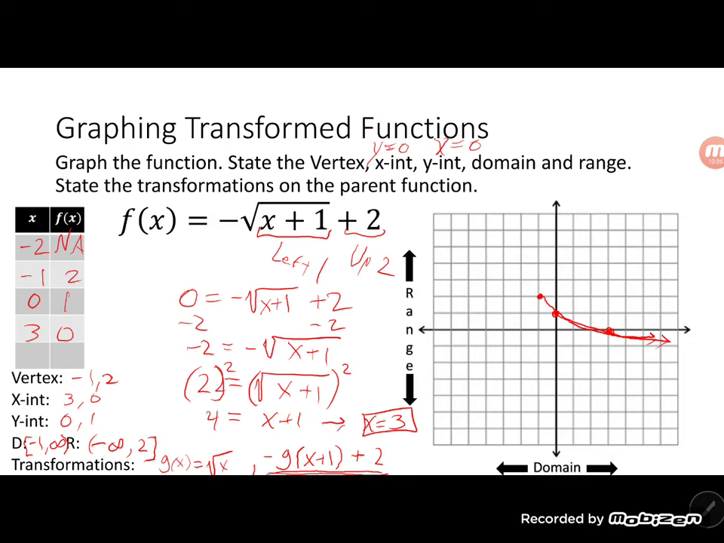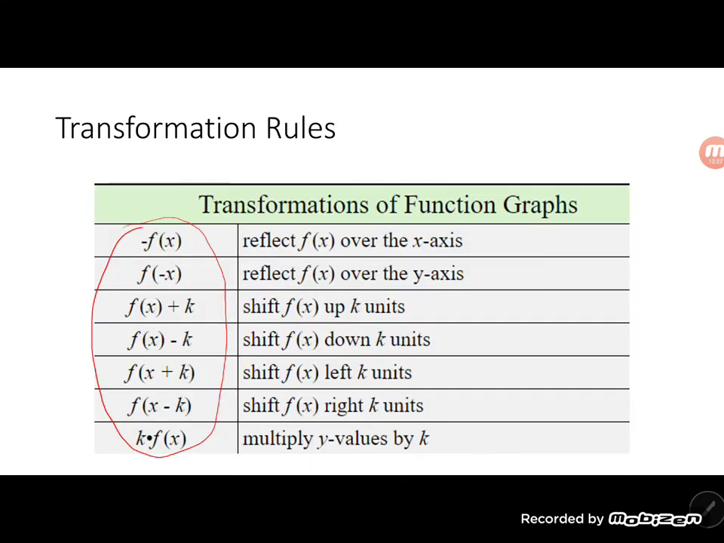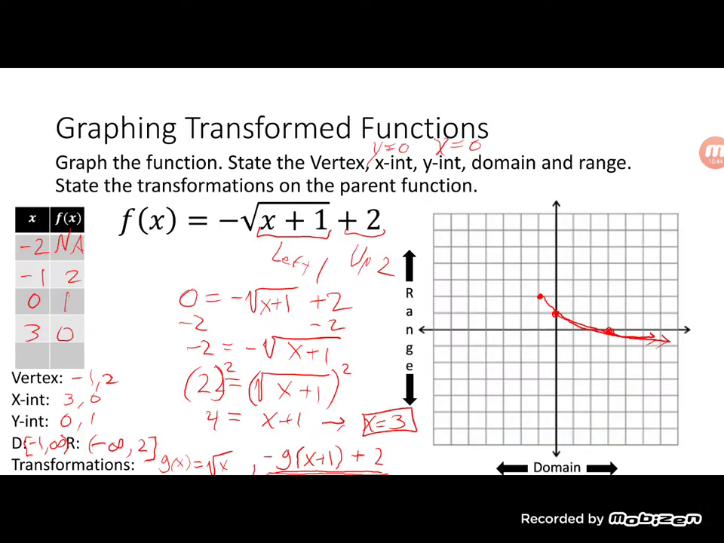Okay. Now, why is that important? Because it agrees with the rules that we have back here, right? When we look at all these rules, it has similar notation to what we're seeing down here. And the idea is that when this shifts, we can look at this and tell it's shifting 1 to the left because of what's inside. It's shifting 2 up, and there's some kind of flipping going on.